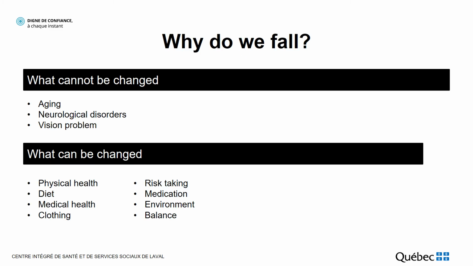But why do we fall? Certain causes of falling cannot be changed, such as aging, neurological disorders, and vision problems. But other factors can be changed. For example, our physical health, our diet, our medical health, our clothing, the level of risk-taking, our medication, our environment, and the quality of our balance.